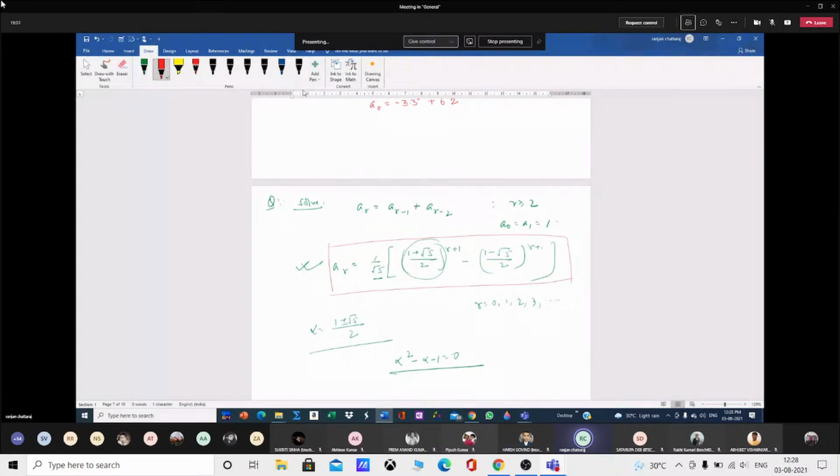So shall I solve this one, or everybody can solve this? Sir, can you please solve this one? I am having some difficulty. Okay, I will solve this. First come to the limit.